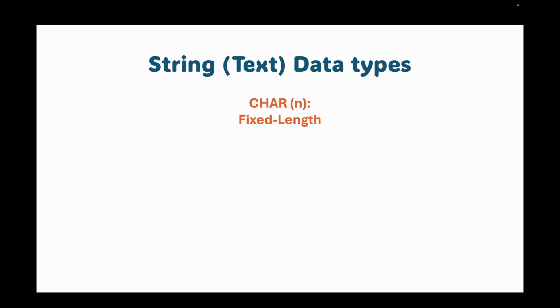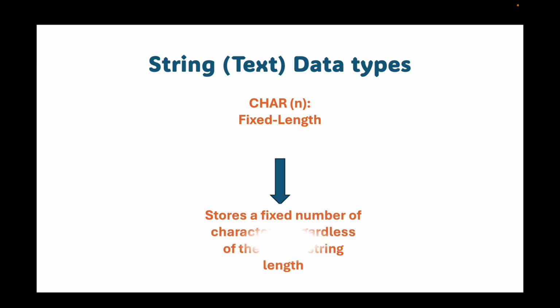If your data is a string or a text, you can choose char with a size n inside parentheses for your data type, which stands for character, and also it is known as fixed length string data type. It is going to store a fixed number of characters based on the size you define inside parentheses, regardless of the actual string length.